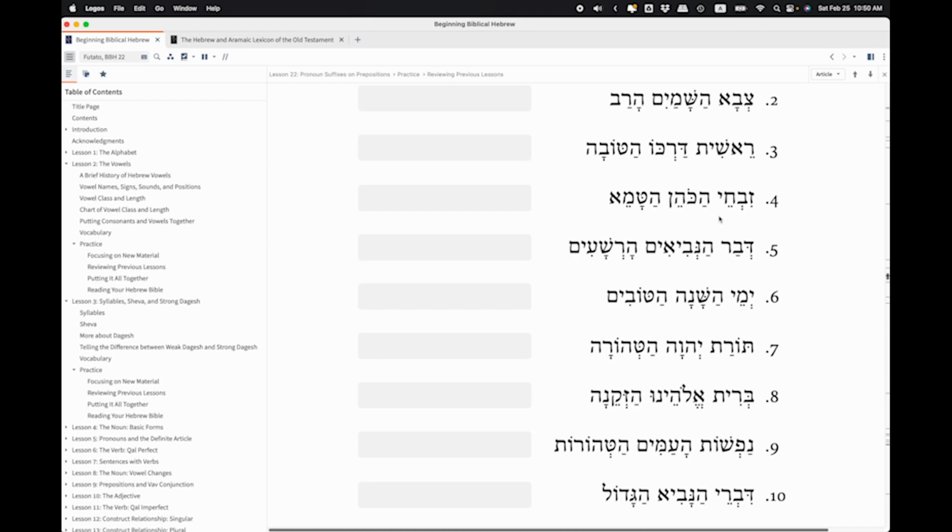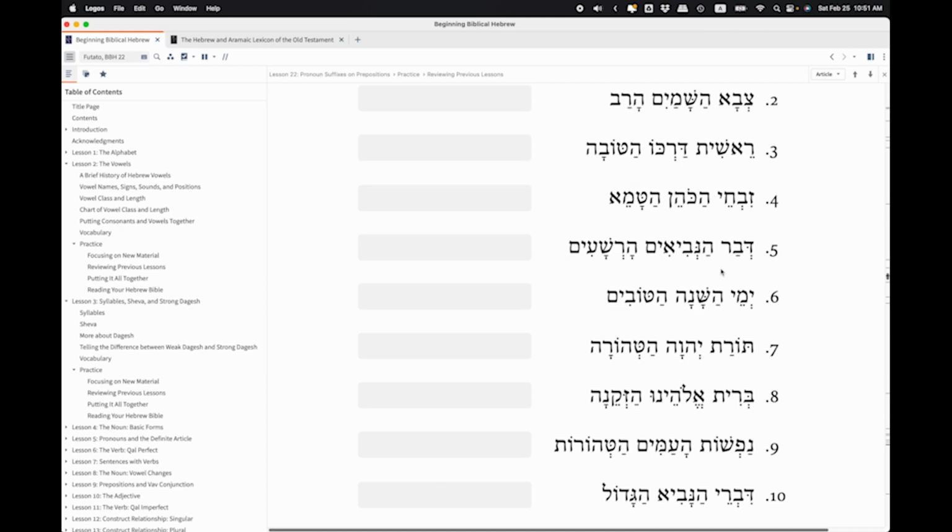All right, number four, Zivche HaKohen HaTame. Zivche here, we can see this is in construct. We've got the masculine plural construct ending. So this would be sacrifices of the priest. HaTame, since HaTame is masculine singular, it has to modify Kohen. So this would be the sacrifices of the unclean priest. Again, in English, we have to put the adjective before the noun it modifies, which is why we say the sacrifices of the unclean priest, whereas Hebrew can just stick the adjective after its noun.